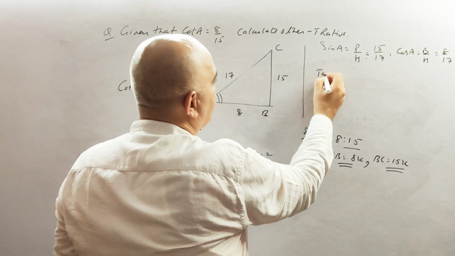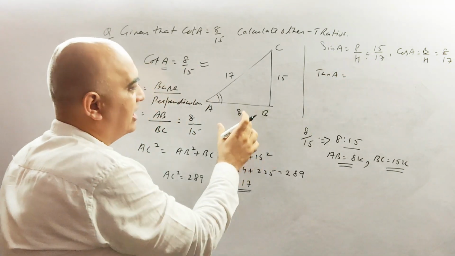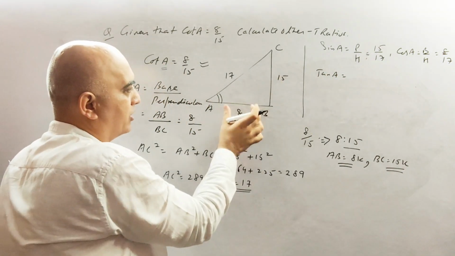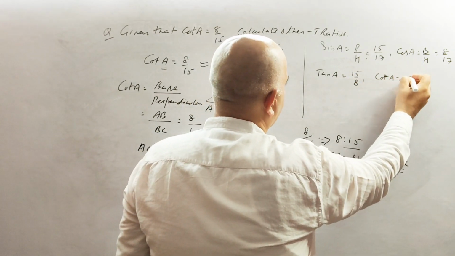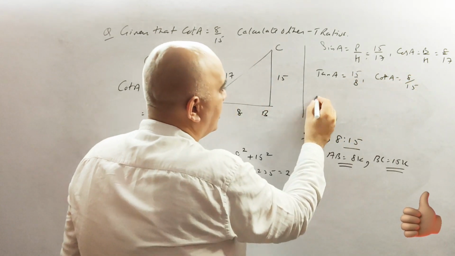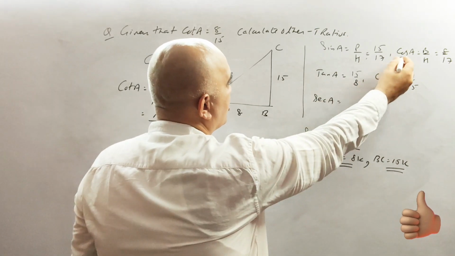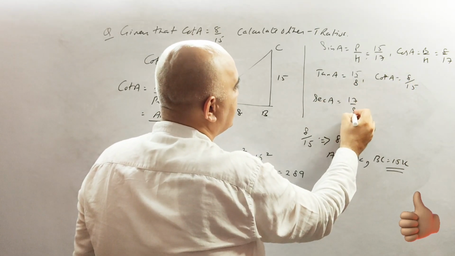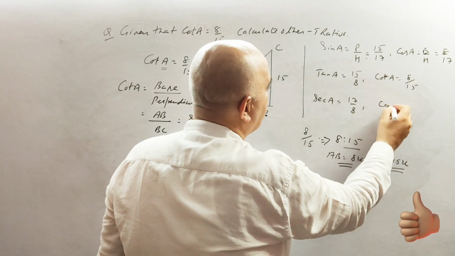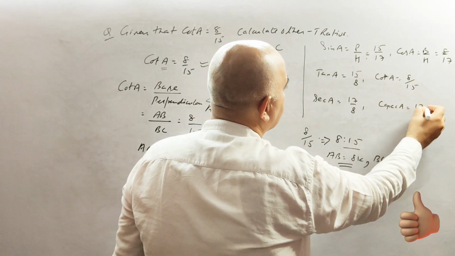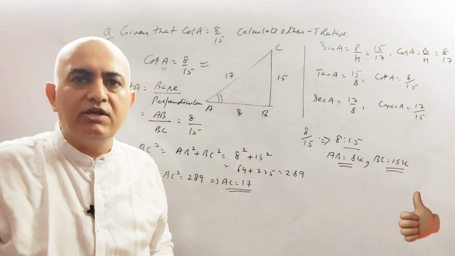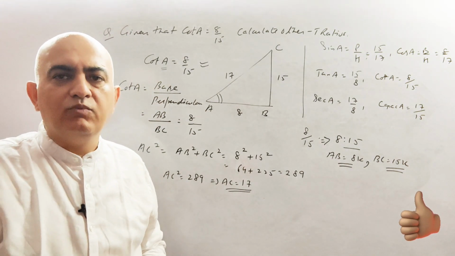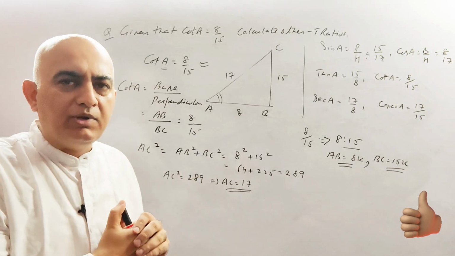And here we have tangent of A. What is the value of tangent A? Perpendicular upon base, that is 15 upon 8. And we know cot A, that is 8 upon 15. And what is secant A? It is the reciprocal of cos A, that is 17 upon 8. And cosec of A is the reciprocal of sine, that is 17 upon 15. In this way, we can calculate all the trigonometric ratios, which we have already told in our previous slide.